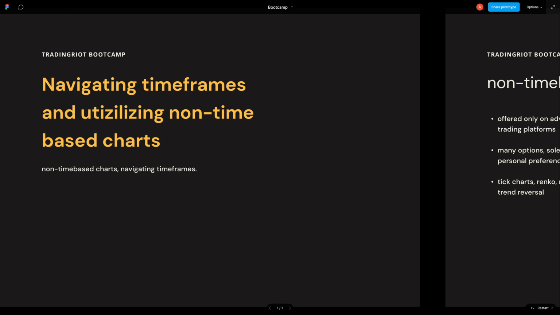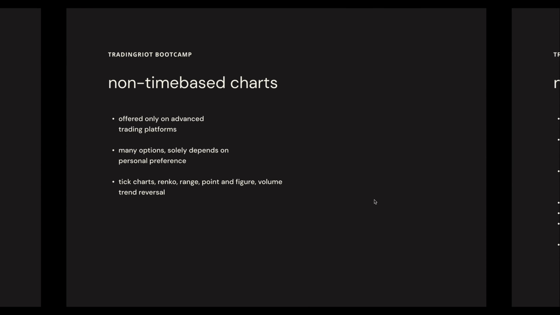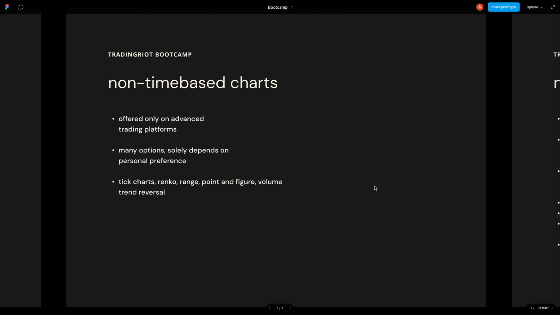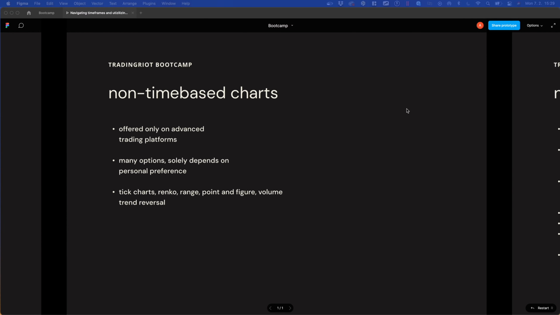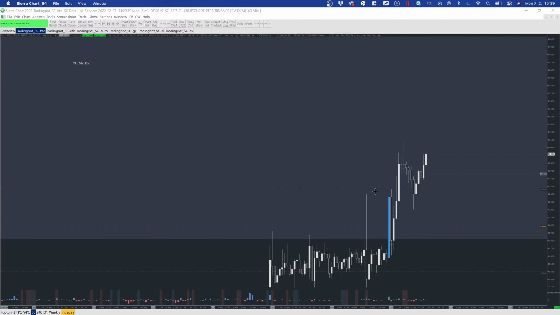But before we end this whole section, I want to talk about the time frames and the non-time based charts. The non-time based charts are only offered in advanced platforms such as Sierra Chart or Exo Charts, and you have many options of them. Let me show you this real quick. I'm going to put up Sierra Chart here and press F5.